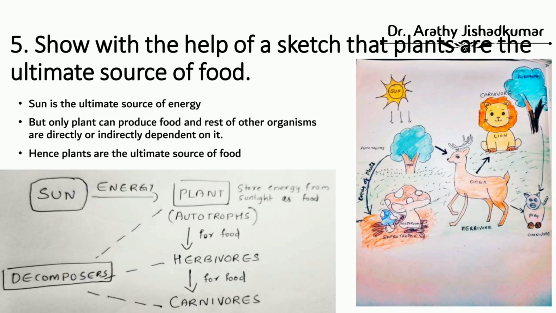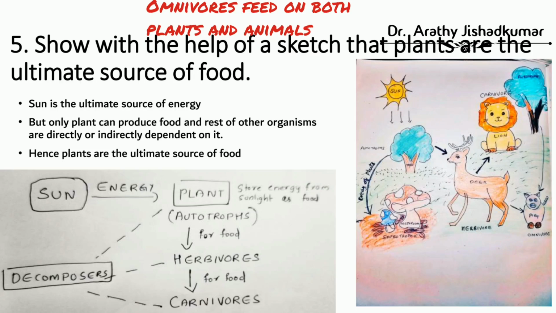Now show with the help of a sketch that plants are the ultimate source of food. Sun is the ultimate source of energy, and using the energy, plants or autotrophs start making starch or carbohydrate and store it in their body. Once herbivores start feeding on the plants, they will get the same energy trapped in the form of carbohydrates. Once carnivores or omnivores feed on the herbivores or plants directly, they will get the food.